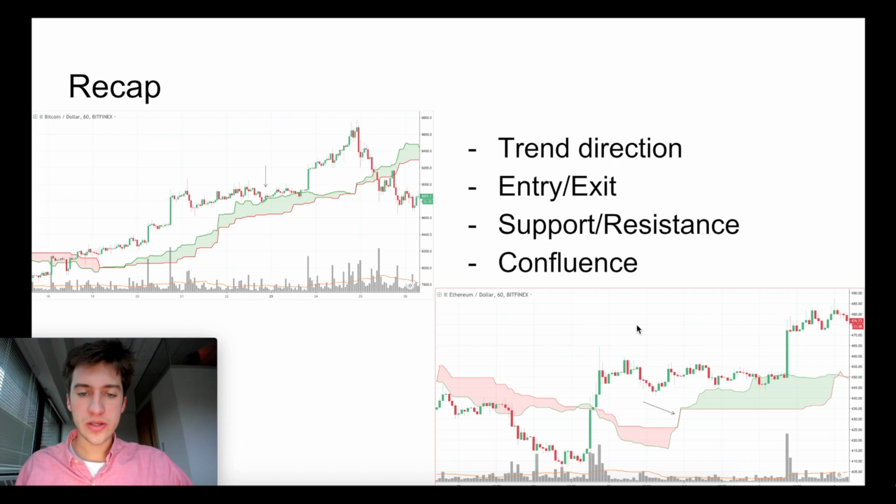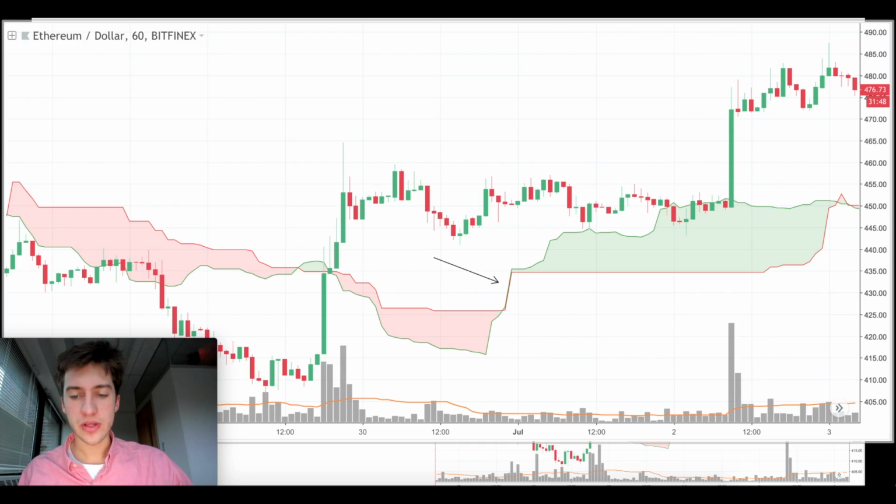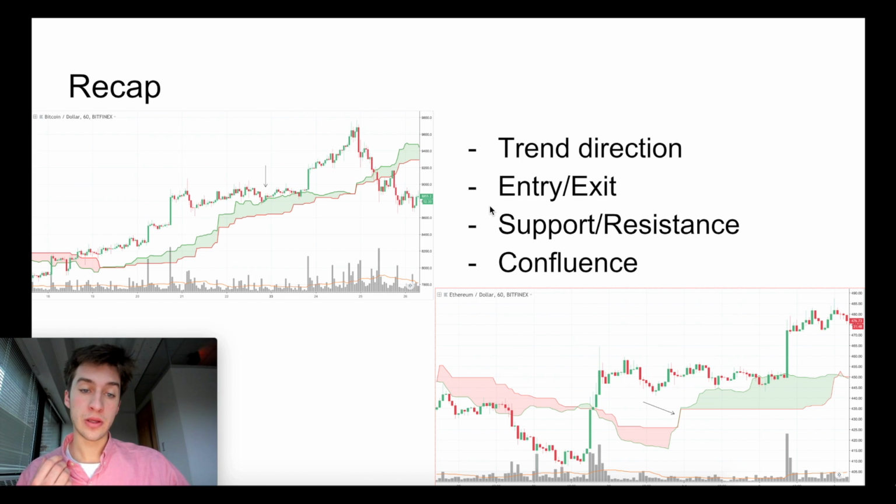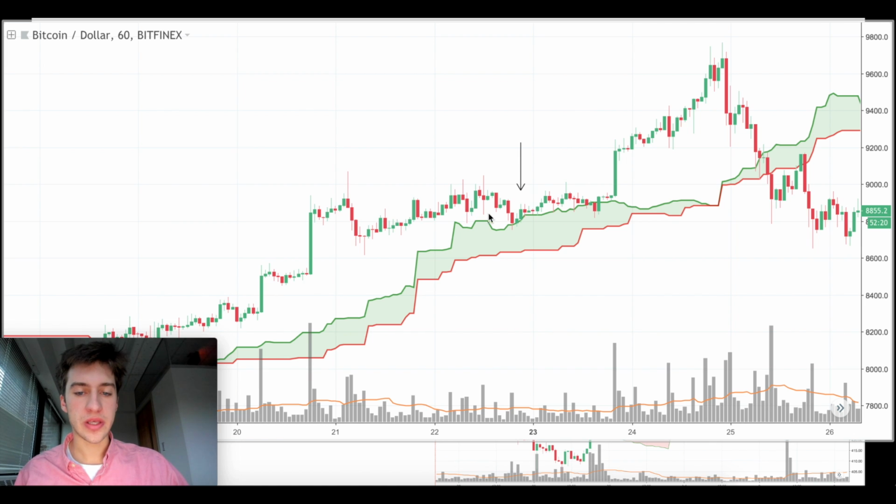To recap, in the beginner's guide to the Ichimoku Cloud we talked about trend direction and looking for trend reversals. We looked at entry and exit and the rules that we take for entry and exit with the conversion line, the baseline, and also the Ichimoku Cloud turning from green to red or red to green. And finally, we also looked at support and resistance, here, where we had support, and so on.